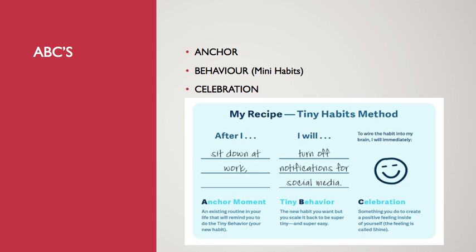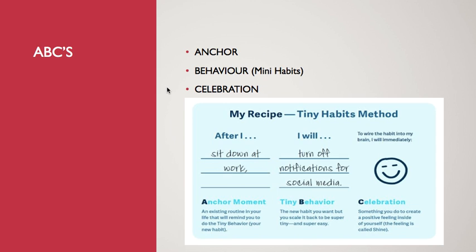So in the ABC model, there are actually three components. You want to anchor, you want to engage in the behavior, and you want to celebrate it right after. So the anchor is something that you can anchor into an existing routine in your life that will remind you to do the tiny habit, which is your new habit. So this is something that will help you engage in a new habit. For example, after you sit down at work, you will turn off your notifications for social media.